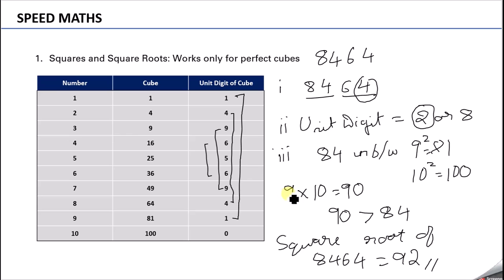But say if this had not been 84, and it had been greater than 90, then we would have taken 8. We will take this example as well. In the next example, we'll address this condition as well.